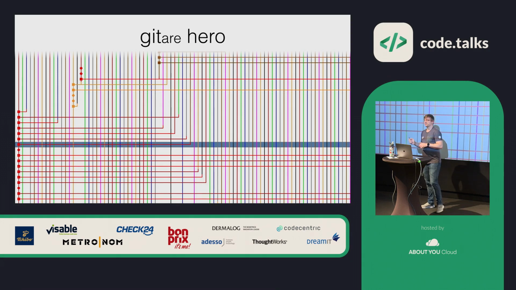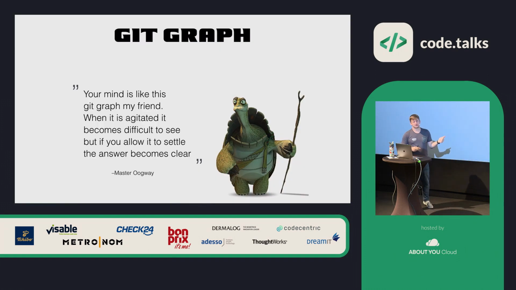But so the Git graph like this is not very useful. And Master Oogway says, your mind is like the Git graph, my friend. When it is agitated, it becomes difficult to see. But if you allow it to settle, the answers become clear.